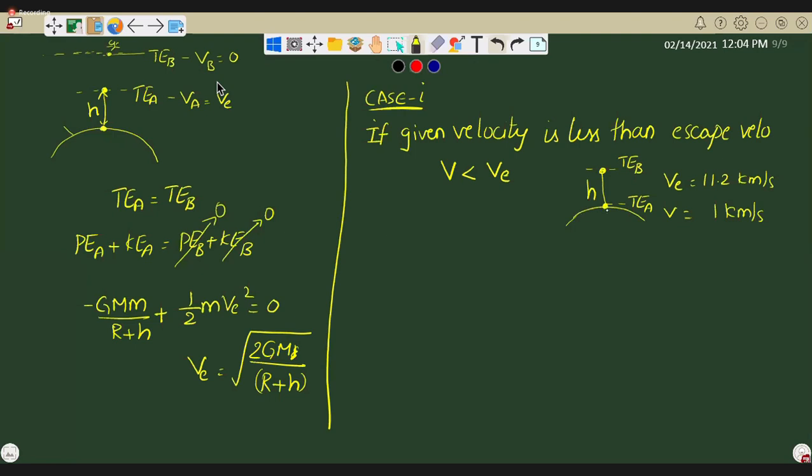Surface norm. What is your total energy? Minus G capital M small m by R plus half mv square. And what is your total energy at a height h? Minus G capital M small m divided by (R plus) h plus 0, because when it goes there, the velocity becomes 0. So tell me your velocity now. Calculate this.